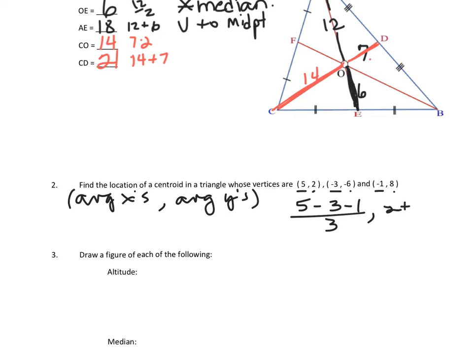2 minus 6 plus 8 divided by 3. So 5 minus 3 is 2, minus 1 is 1, so we got 1/3, comma, 2 plus 8 is 10, minus 6 is 4/3. And that's our centroid. Unless I did a piece of math wrong, but y'all catch me if I do.